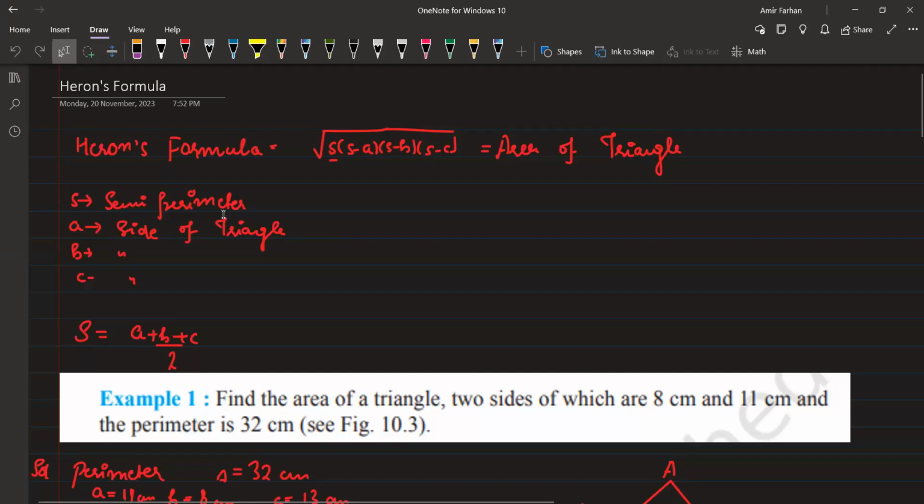S is called semi perimeter. Semi perimeter means half the perimeter, that is a plus b plus c by 2, and a, b, c are nothing but the sides of the triangle that is given to you. Is that clear, everyone? Yes, sir. Okay, so would you like to try this question, example number 1 of the NCERT?